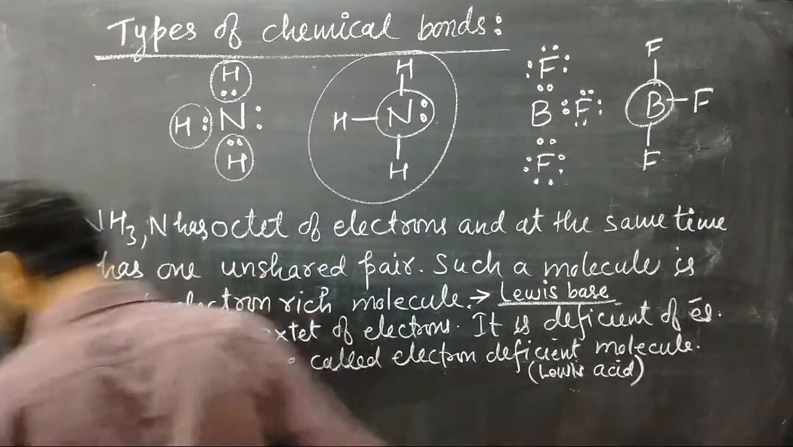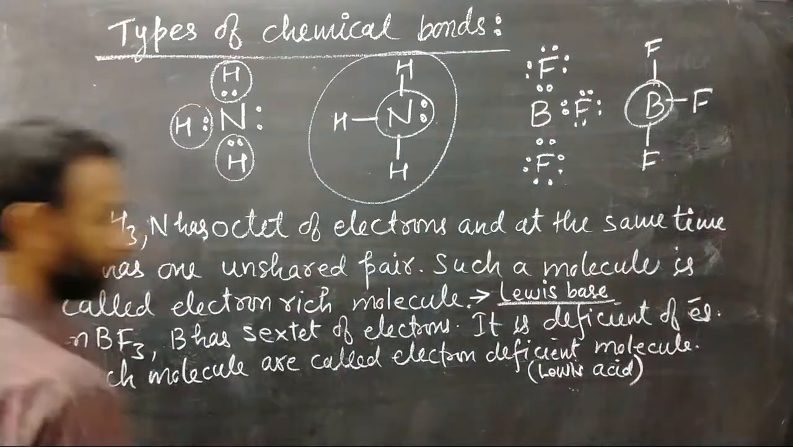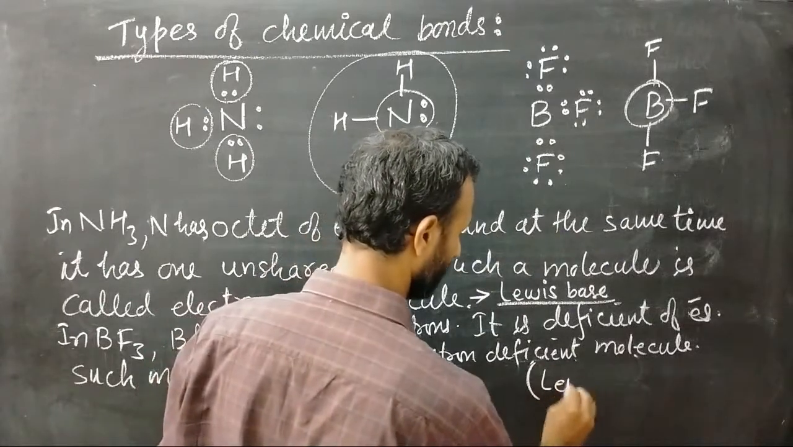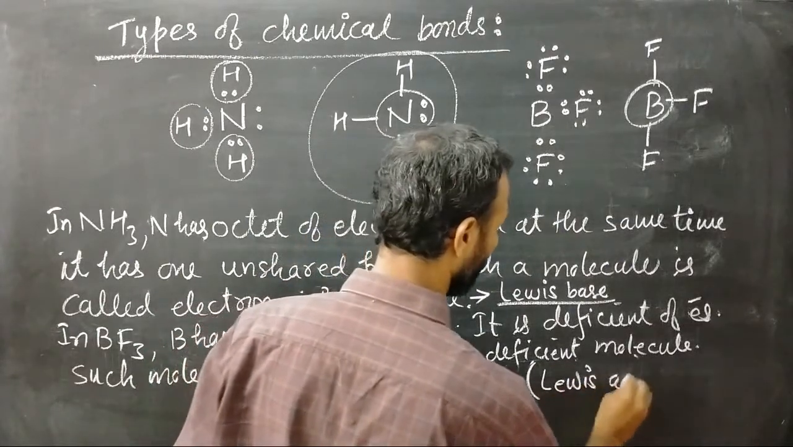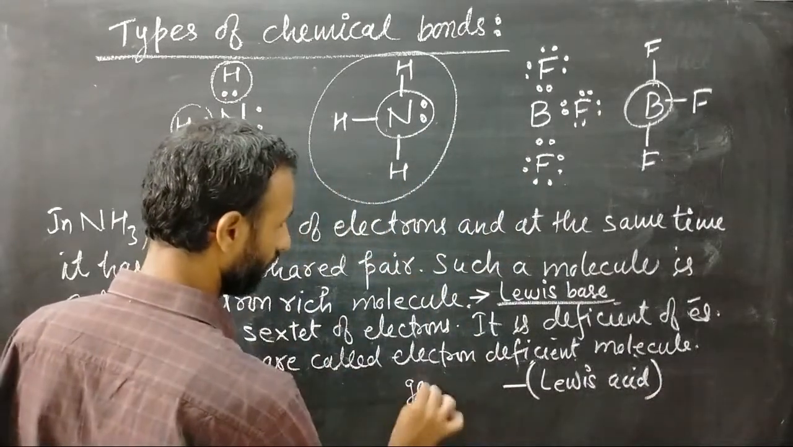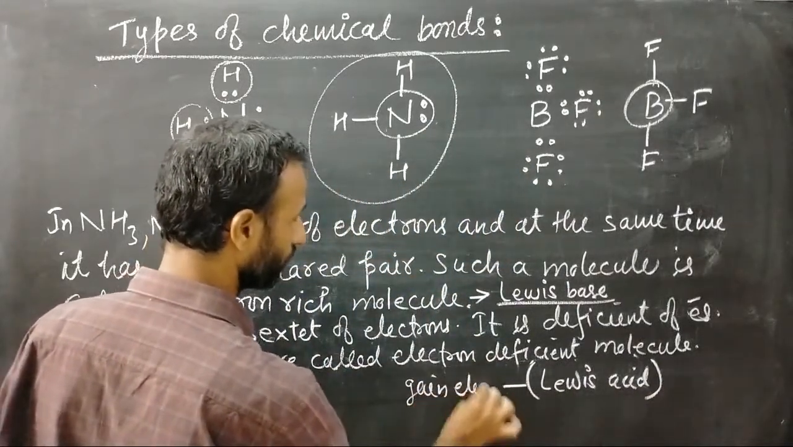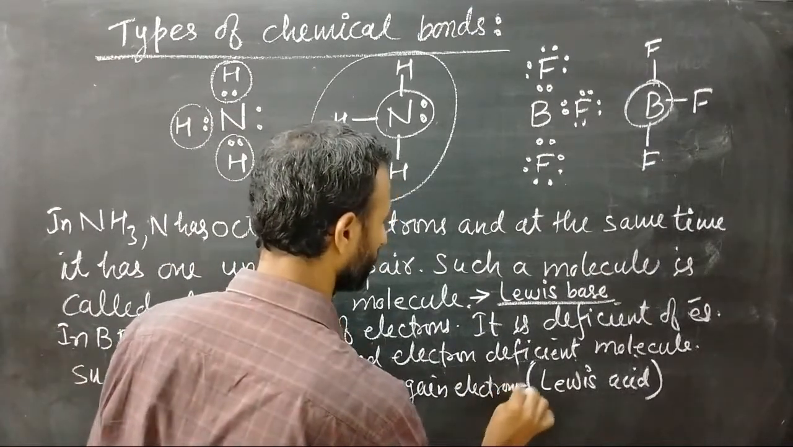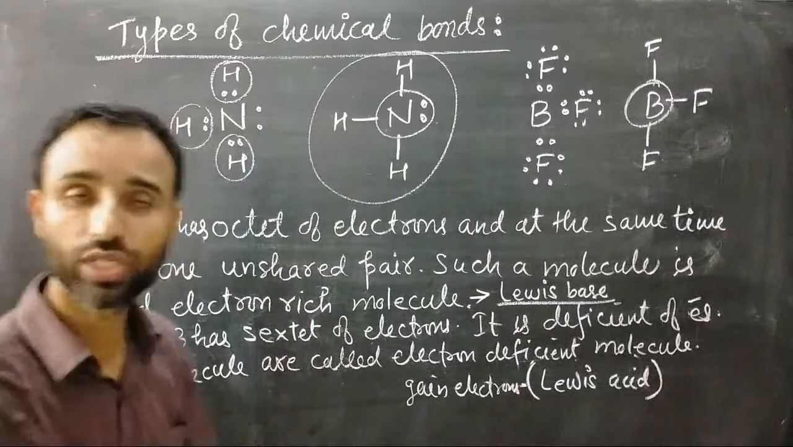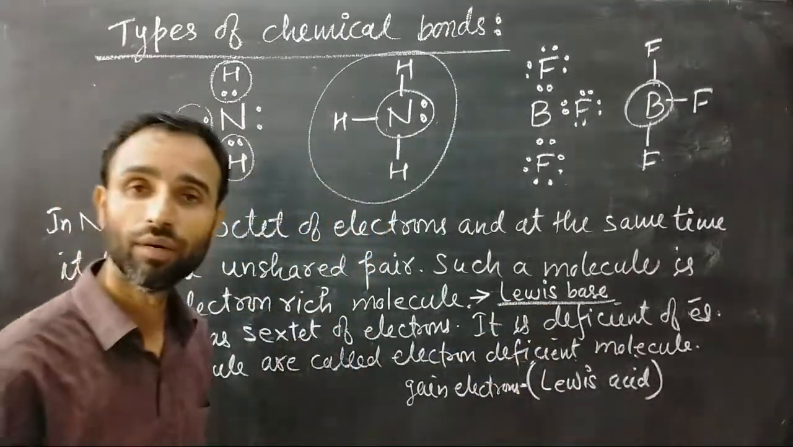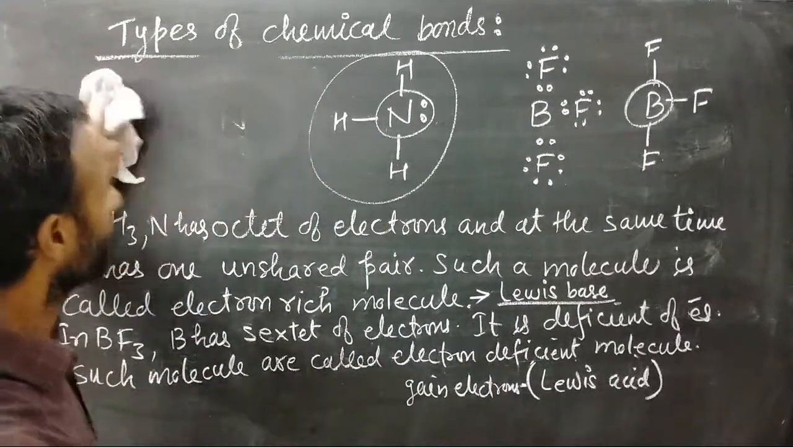Is it visible? Yes. So I can write, it is Lewis acid. So Lewis acid is one which can gain electrons. One which can gain electrons is called Lewis acid, and one which can donate electrons is called Lewis base.